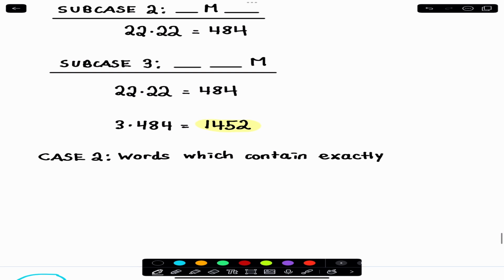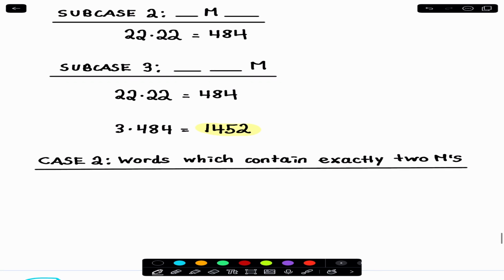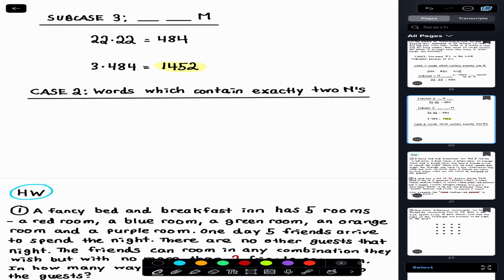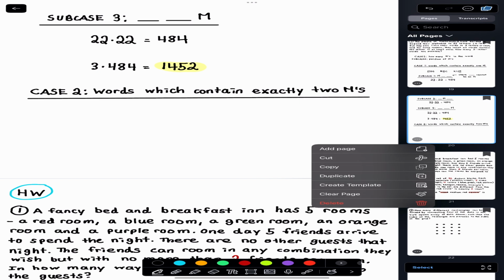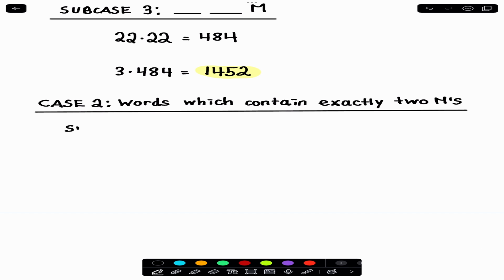And notice, I want you to realize that there is no overlap between this case and the first case we covered. That's very important. Okay, so this one is pretty much the same logic. I'm actually going to add another page in advance. So now we have another subcase.